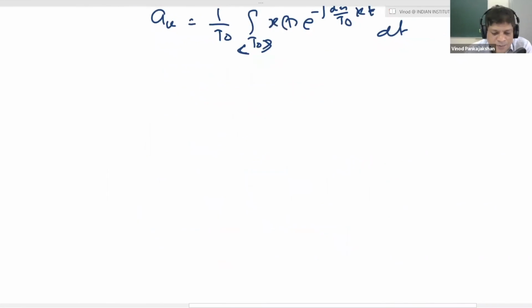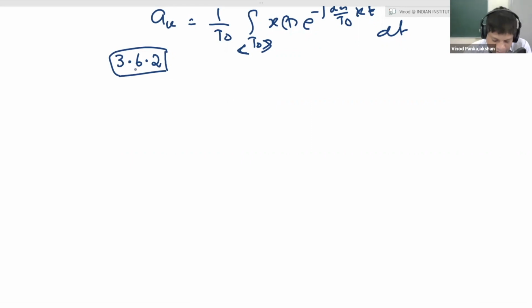Next, we are going to discuss the properties of Fourier series representation. The properties are also similar to those of the continuous time Fourier series representation. We have discussed those properties in detail, so there is no point in discussing them again. You can refer to section 3.6.2 in Oppenheim, where these properties are discussed and many worked out examples are also given. So please go through those problems.